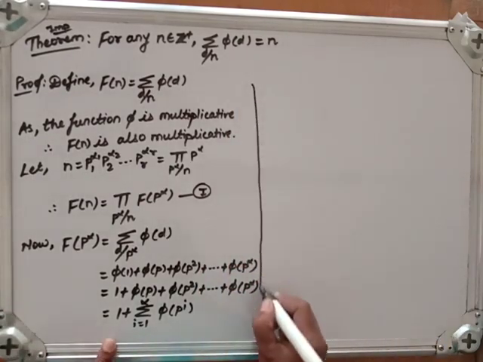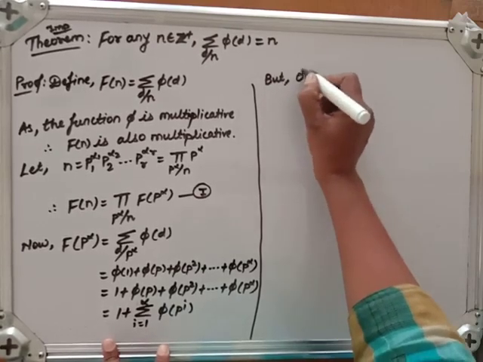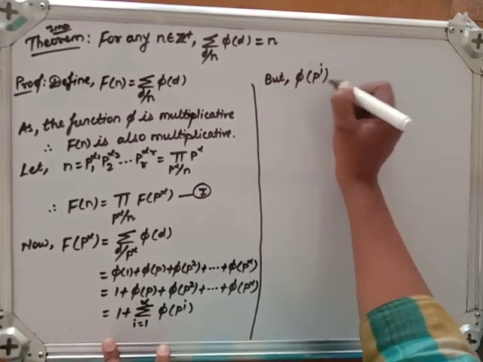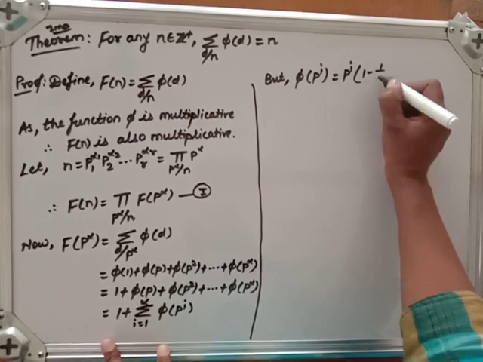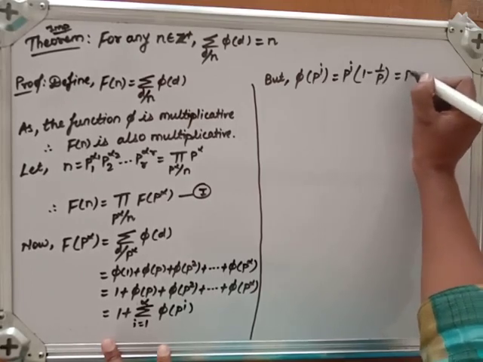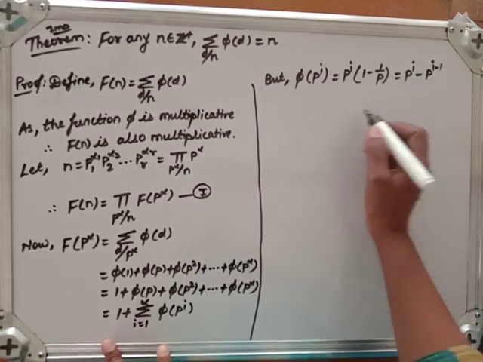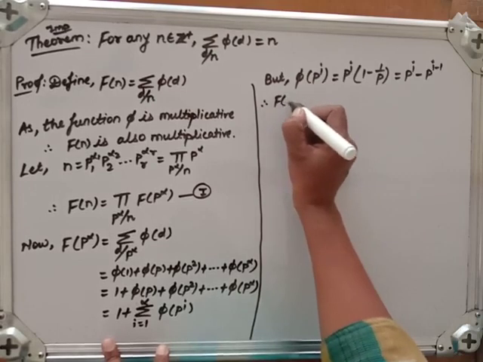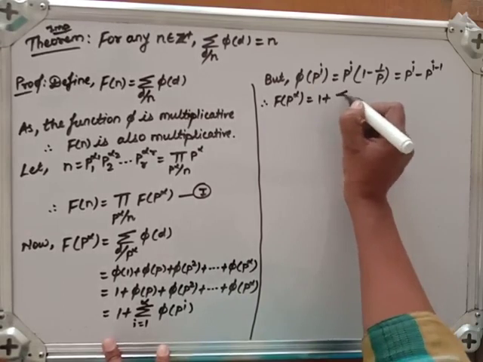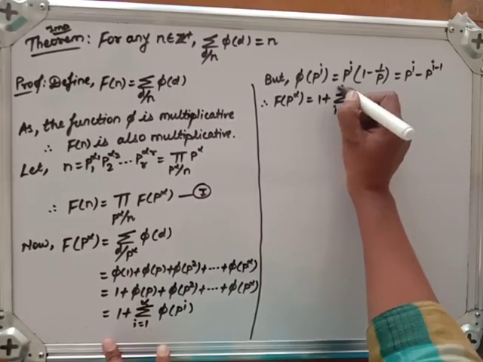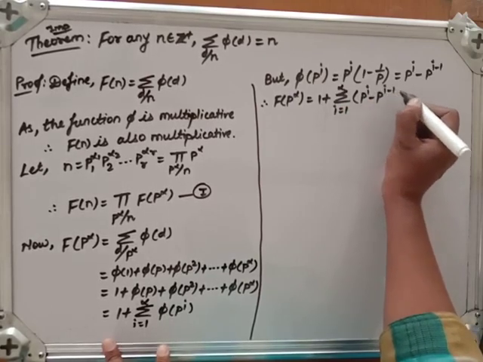Now if we look here, what is phi of p raised to i? So this is p raised to i into 1 minus 1 upon p, that is p raised to i minus p raised to i minus 1. Therefore F of p raised to alpha is equal to 1 plus summation i goes from 1 to alpha of p raised to i minus p raised to i minus 1.